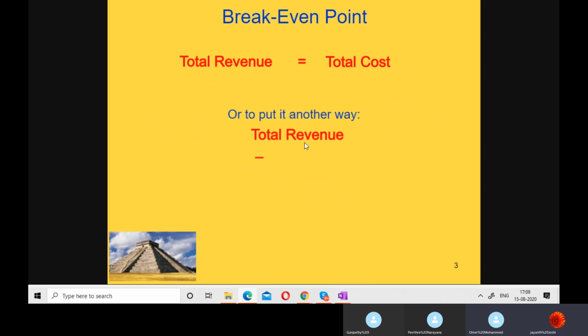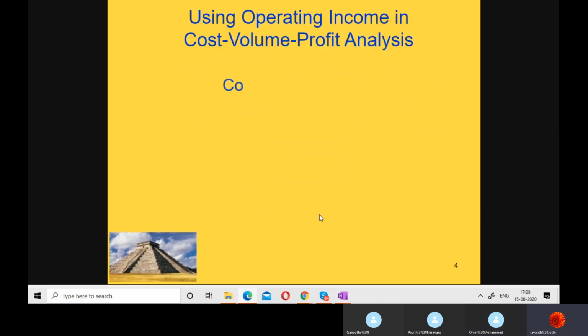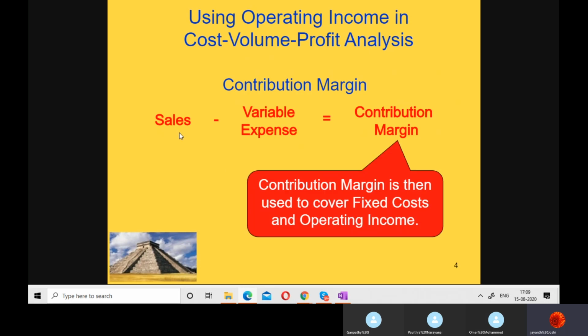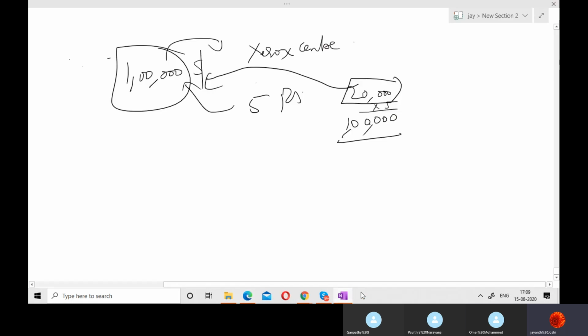The break-even point we have already discussed. Total revenue equal to total cost is the break-even point, or to put it another way, total revenue minus total cost is zero profit. I already explained all this practically. Now we are discussing the contribution margin: sales minus variable expenses gives the contribution margin. Did I say the same thing to you? Yes. So I'll write it here again.